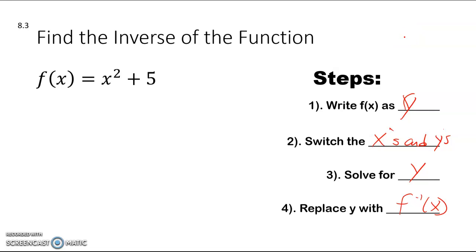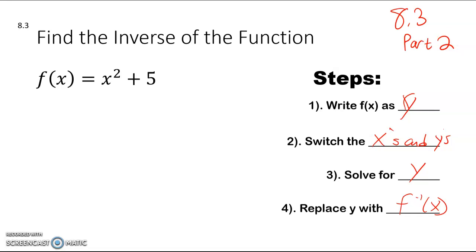Right, so here is the second part of the 8.3 video notes. The first part was dealing with the domain and range. This part is dealing now with finding inverses of functions. All right, so finding the inverse of a function.